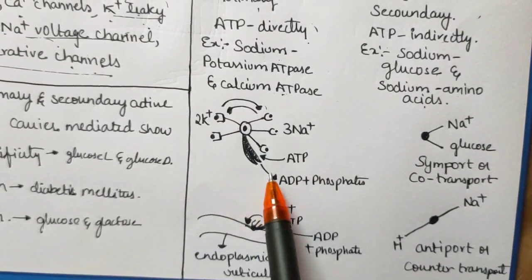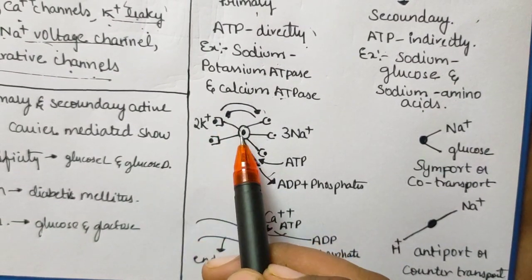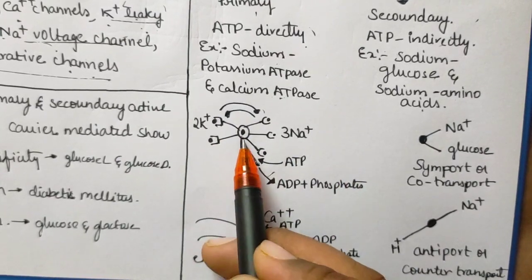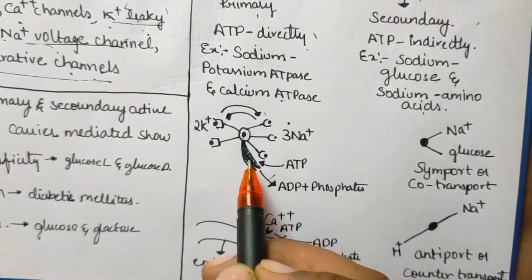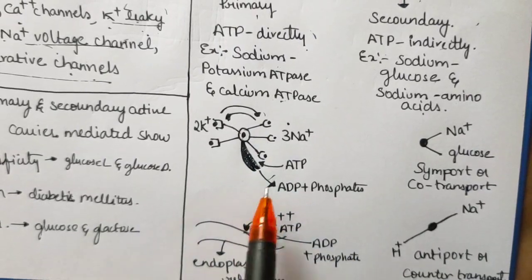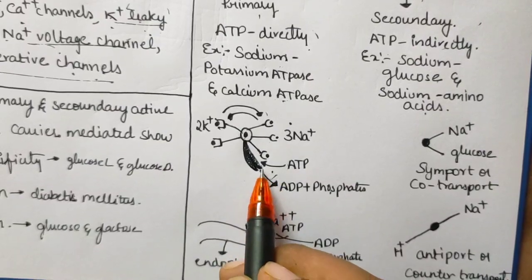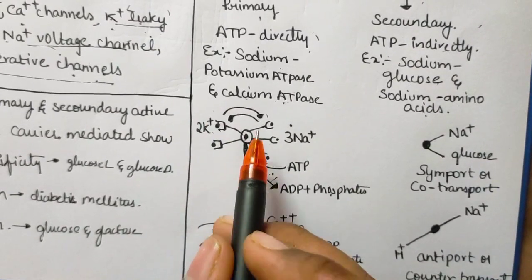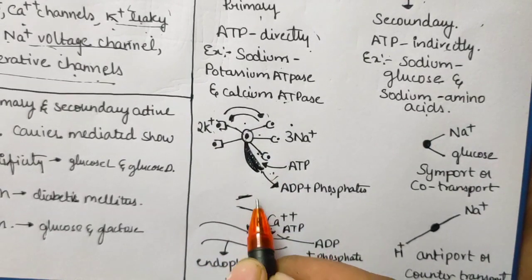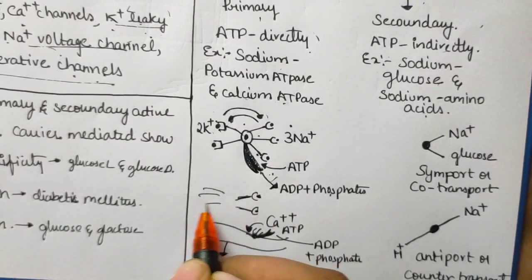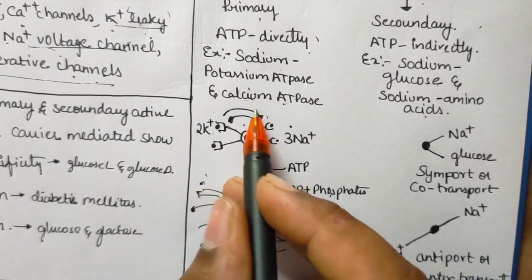Here the first example is sodium potassium ATPase. Here the 3 sodium are present and 2 potassium are present on this side. When they move from low concentration to high concentration, we need energy. Here a special structure is formed known as ATPase, where ATP is taken and broken down into ADP and phosphate. Now the released energy is directly used by this structure to flip this molecule. So we'll get 2 potassium this side, then 3 sodium this side. It will shift from here to here.